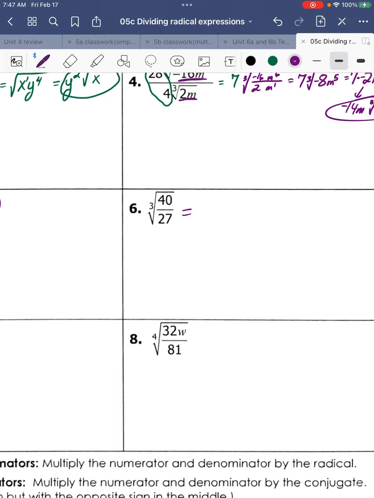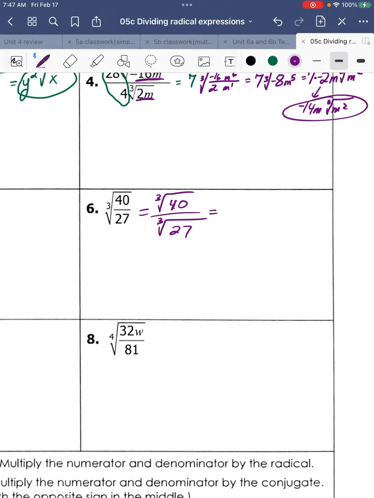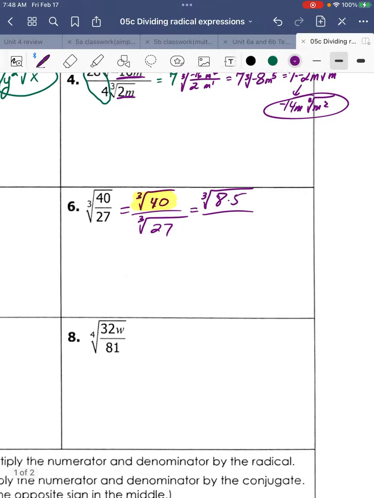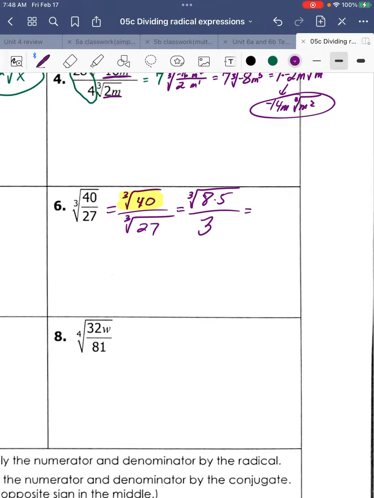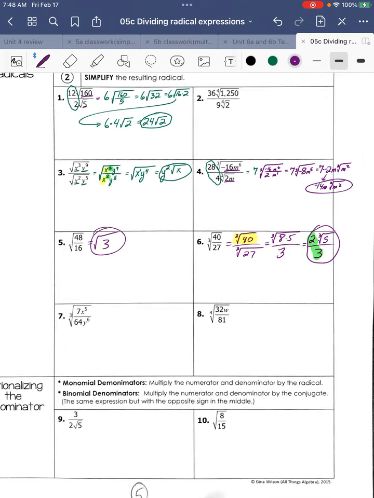In our next one, we have 40 divided by 27. I cannot simplify that, so then I'm going to look into breaking it up. In the numerator, I'm going to look to simplify the cube root of 40, which has a perfect cube of 8. And the cube root of the 27 in the denominator simplifies to 3. In the numerator, we have the cube root of 8 is 2, cube root of 5, and that's over 3. I look then to see if I can simplify my coefficients. 2/3, I cannot, so this is my final answer.